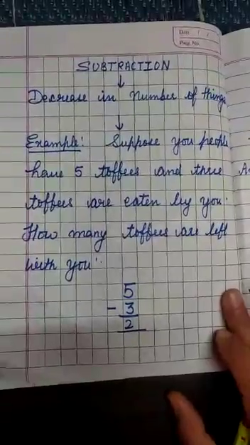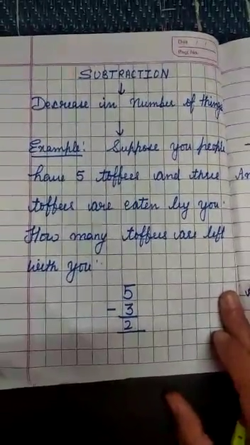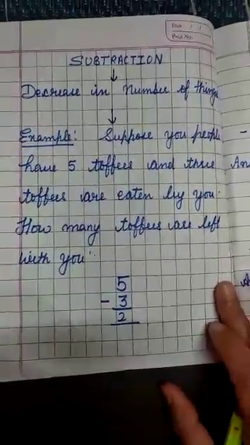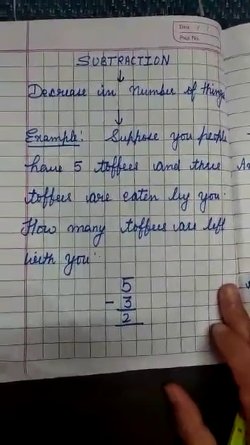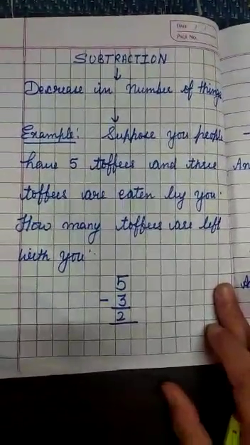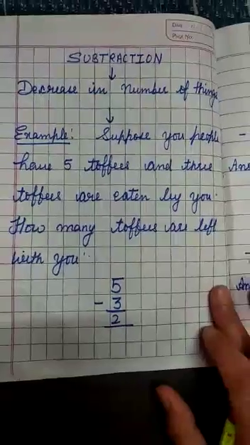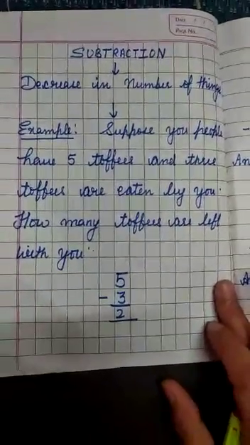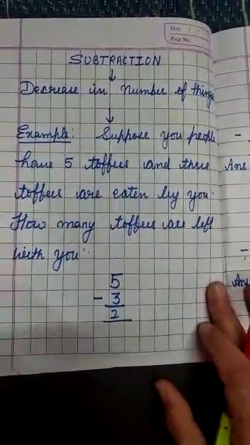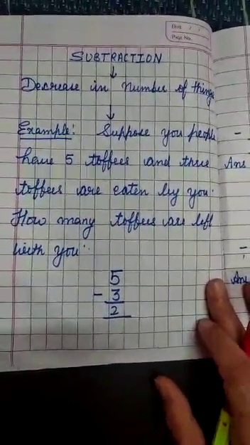Students, in maths, we are doing subtraction, and earlier we have done addition. In addition, I have told you it means an increase in the number of things. But in subtraction, there is a decrease in the number of things. For example, you have 5 toffees and 3 are eaten by you. How many toffees are left with you? That is 2 toffees. And in subtraction, we usually deal with the question of how many are left.